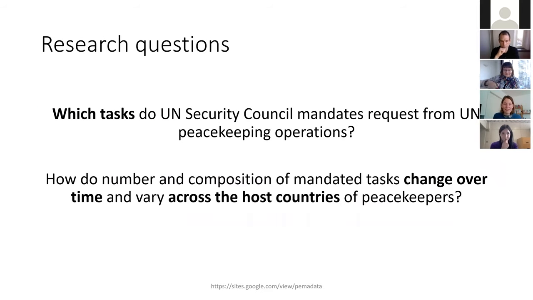So despite this increasing attention and debate about the increasingly complex Christmas tree mandates, we actually have little systematic analysis of how mandates actually look. Which tasks do UN Security Council mandates request from peacekeepers? How do the number and composition of tasks change over time and vary across host countries of peacekeepers? And in our project, we seek to answer these questions by collecting data on the tasks in peacekeeping mandates and how they have changed over the lifespan of the missions.